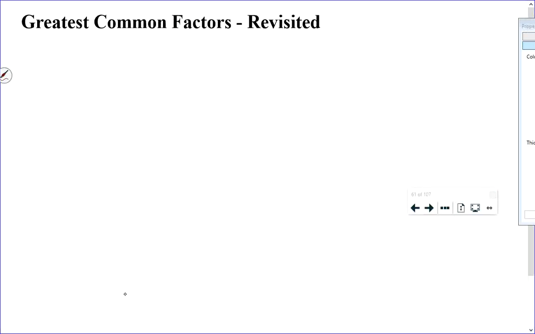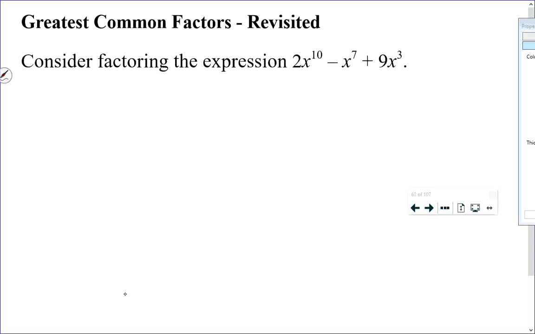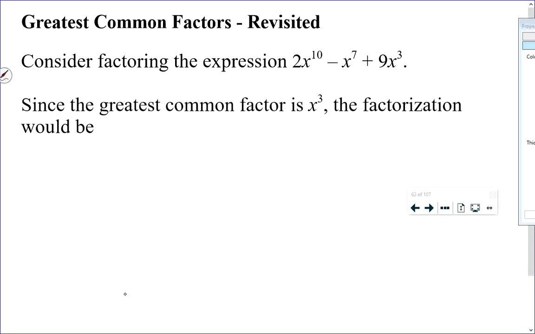So now let's talk about greatest common factors. Because up until now in your high school career, all of your exponents on the variables have all been whole numbers, or maybe integers. They've been numbers without decimals, numbers without fractions. So let's just talk about factoring 2x to the 10 minus x to the 7 plus 9x cubed. This isn't a calculus problem, it's really simple. I hope everybody sees the greatest common factor as x cubed.